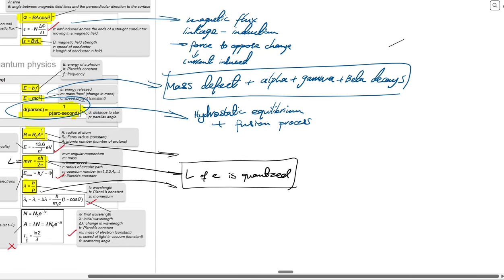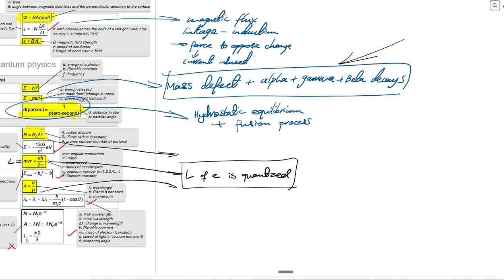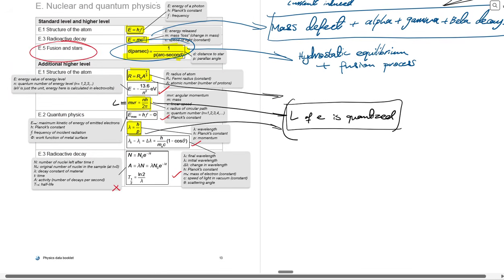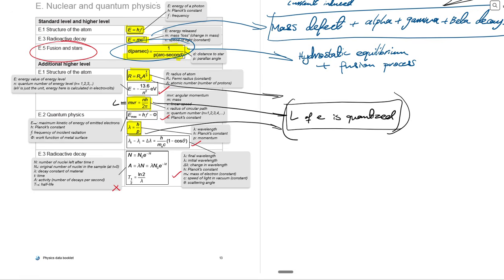And then, of course, this I mentioned, we did not have anything about alpha, beta, gamma, so we want to be revising that 100%. And we just remember the idea that angular momentum of electrons is quantized in integer amounts of h over 2 pi.